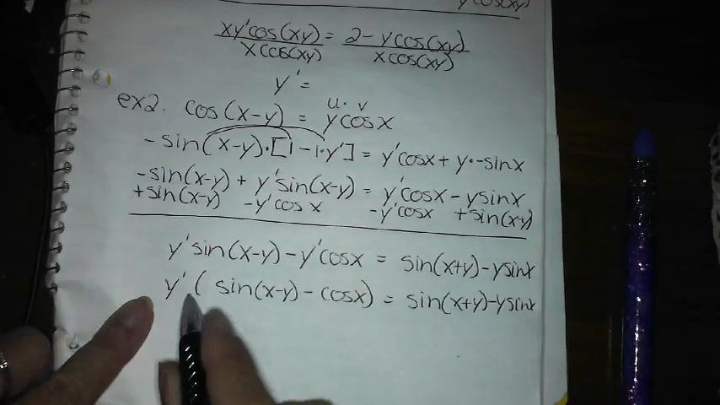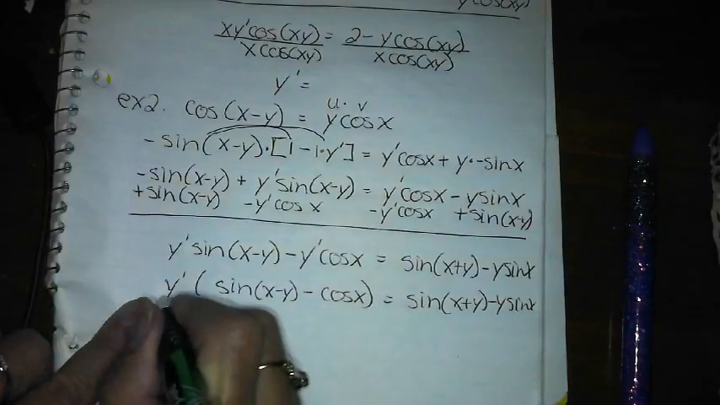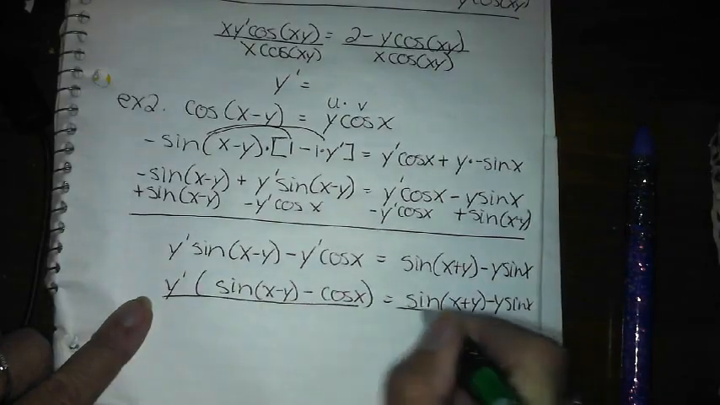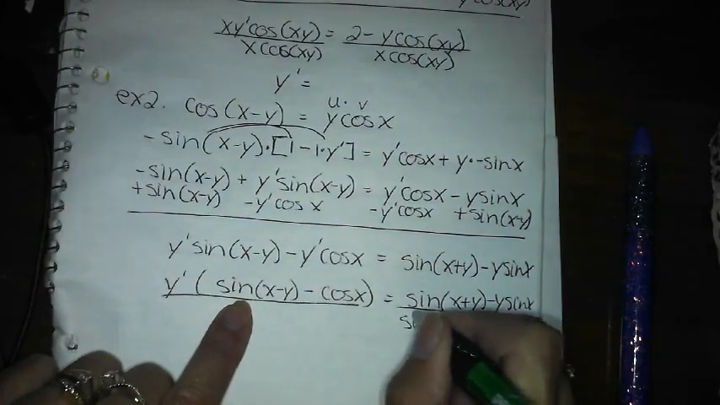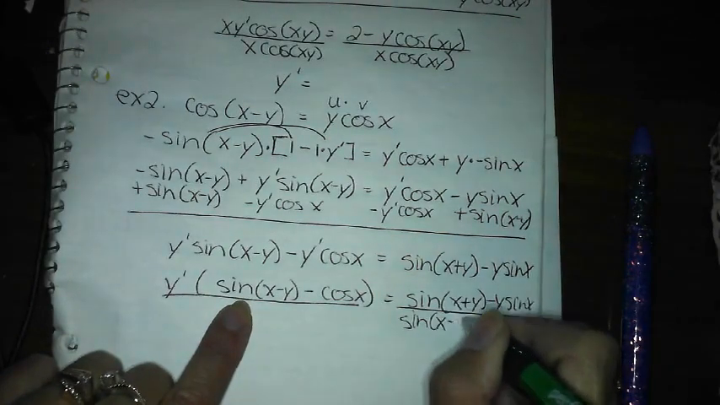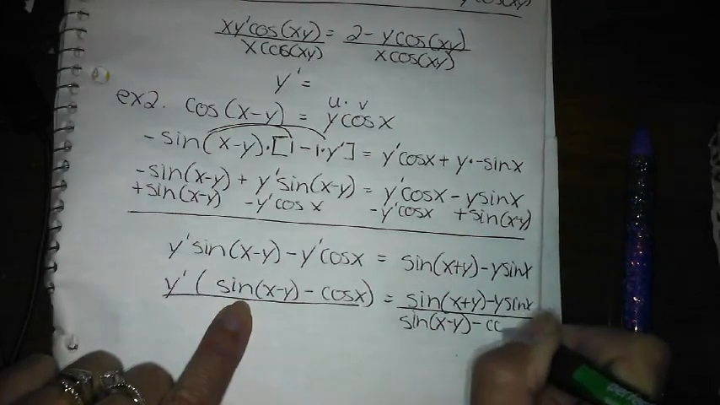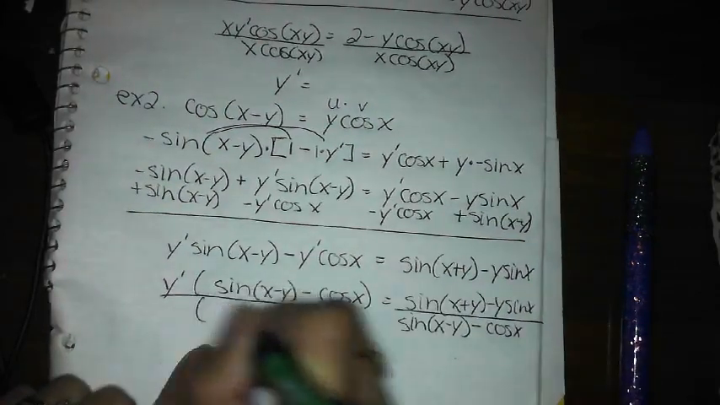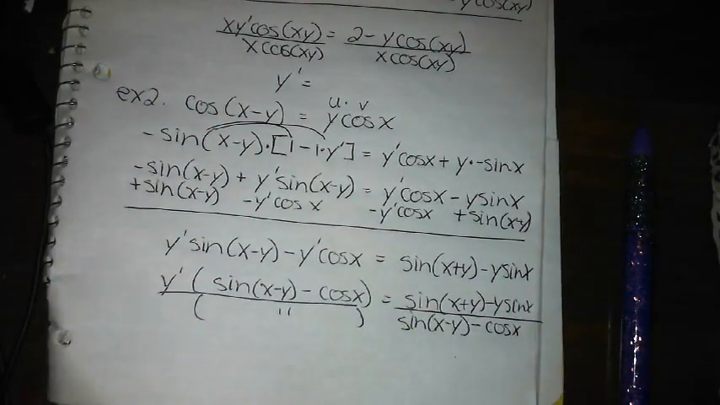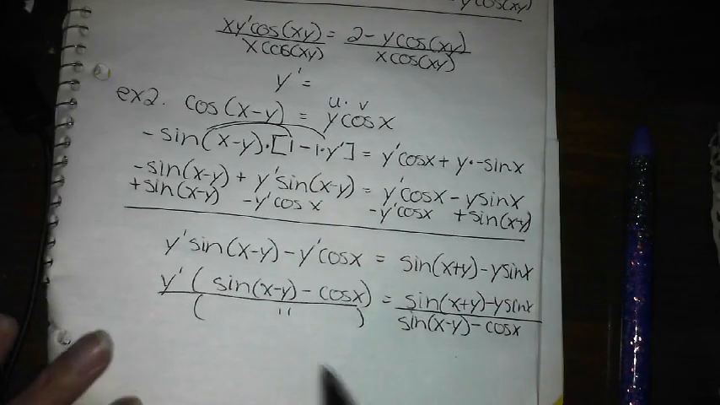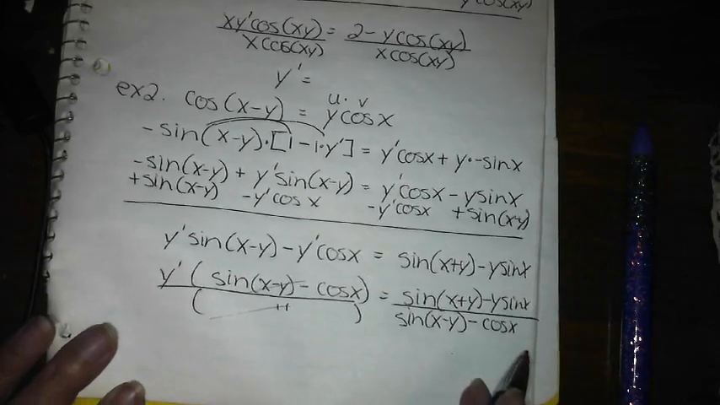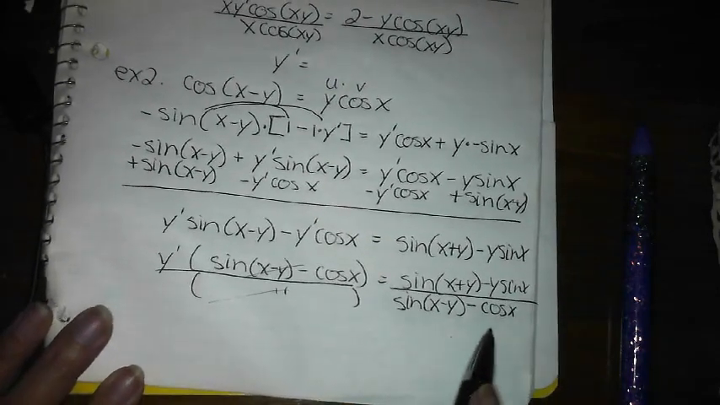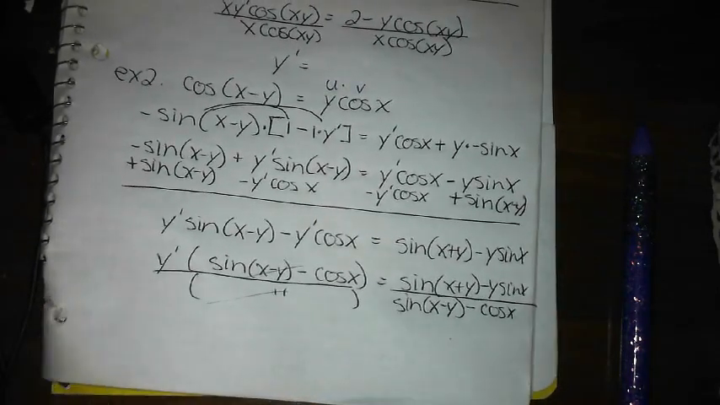And the last step is to divide by this quantity. So we're going to divide both sides by this. So sine x minus y. I'm just going to ditto that just to save some writing. And there it is. Y prime equals that ugliness. And we're good there. Next one.